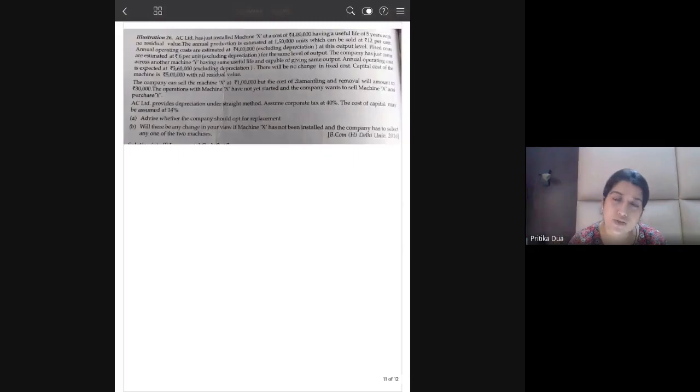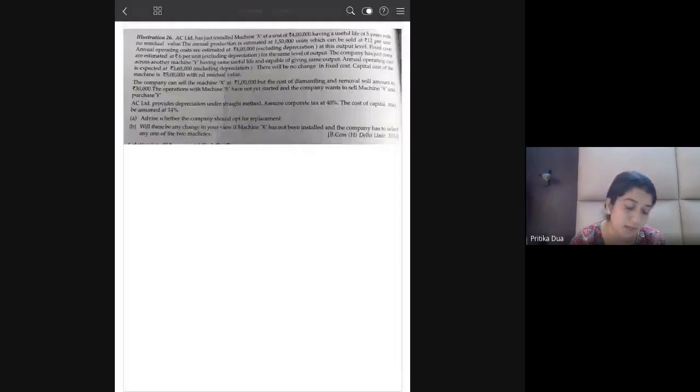Whether you do production or not, you have to bear the fixed cost. And if in this case you choose machine X or choose Y, you still need to incur the fixed cost, so they will not be relevant in the decision making process. Okay, so let's move ahead. So the 6 rupees information, that we can ignore.